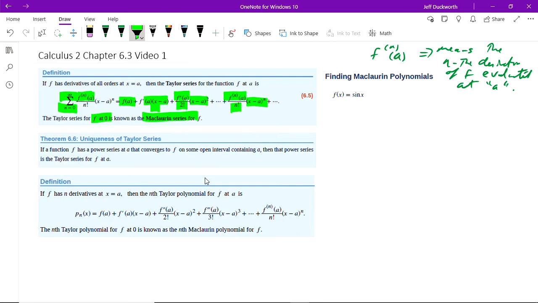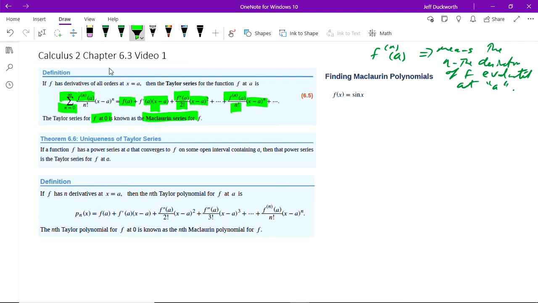And then we have a final definition here, which is kind of restating what we're doing. So if f has n derivatives at x equals a, so not an infinite amount, not all orders, but just n of them, then the nth Taylor polynomial for f at a is below. And this should look a lot like what you have above. So these two definitions are very similar.